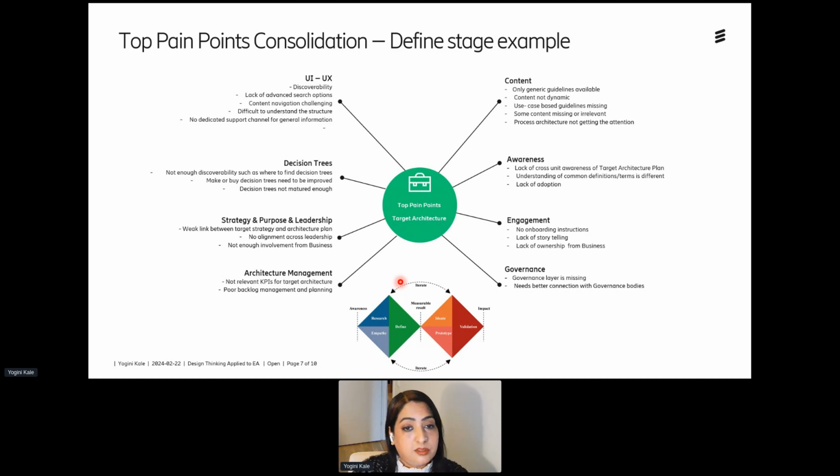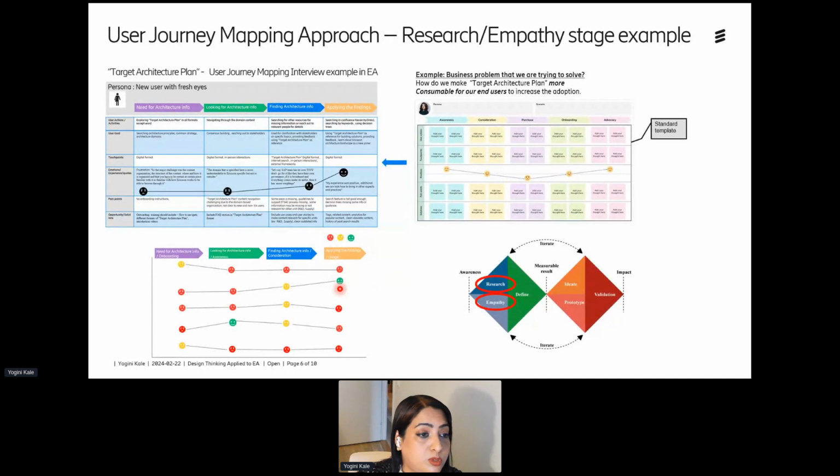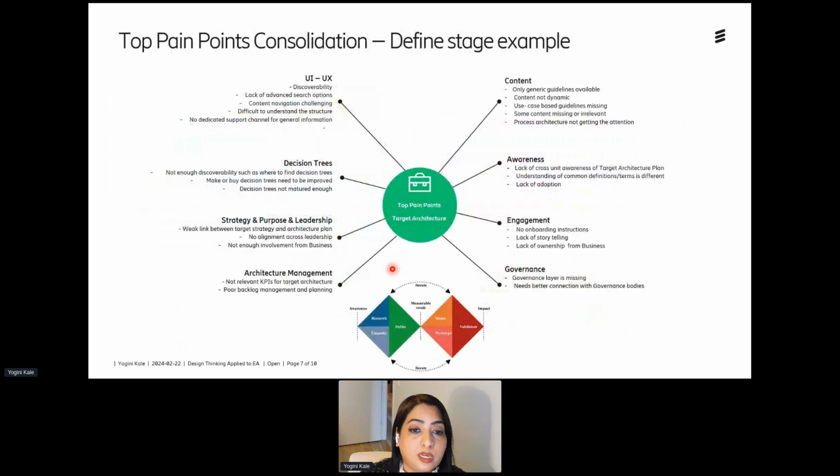Great. This is another way of consolidating the findings from your research and define stage. So when you identify the top pain points and perhaps the potential solutions, if you see here in the interview, you also hear some potential solutions or desirable solutions from each of these personas that you interview. So you could come up with a similar table for potential solutions also. However, I am just giving you an example of the top pain points, how you could categorize this in the enterprise architecture context.